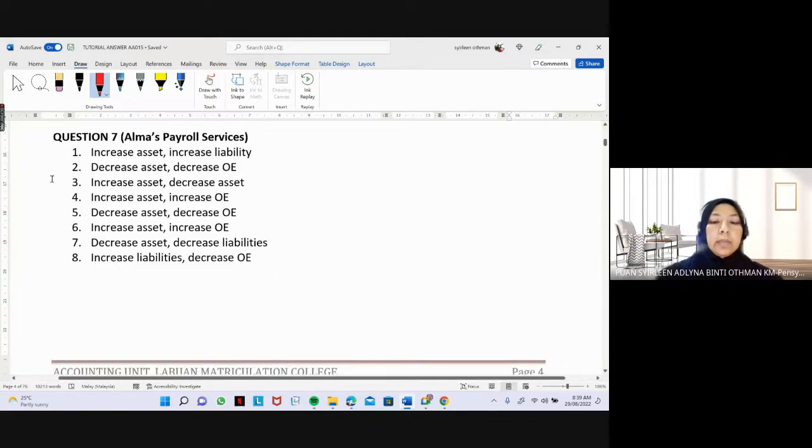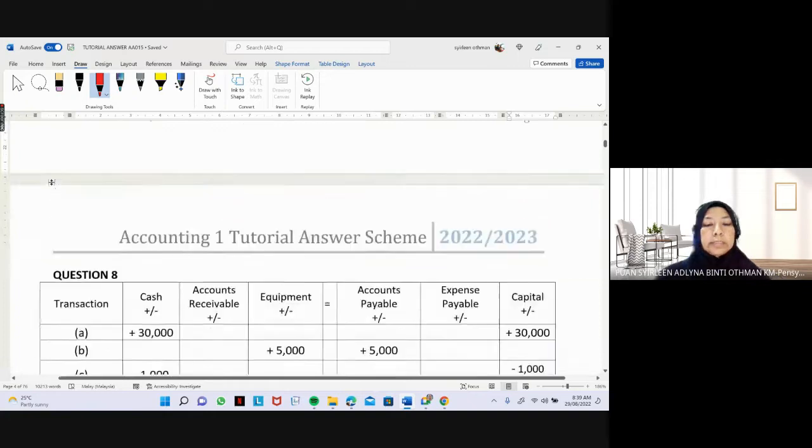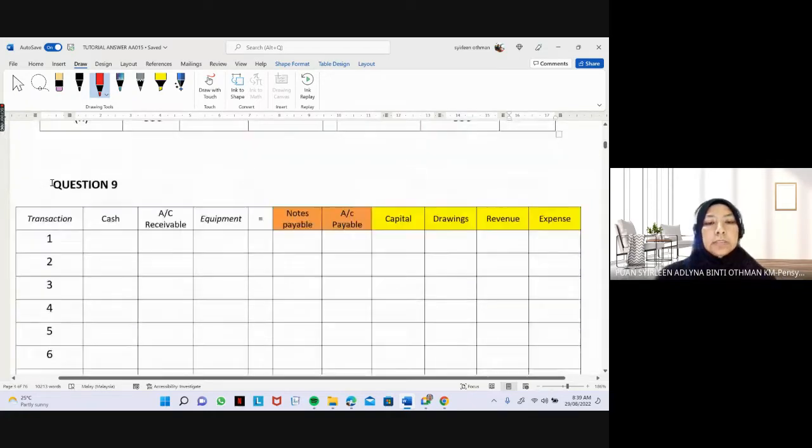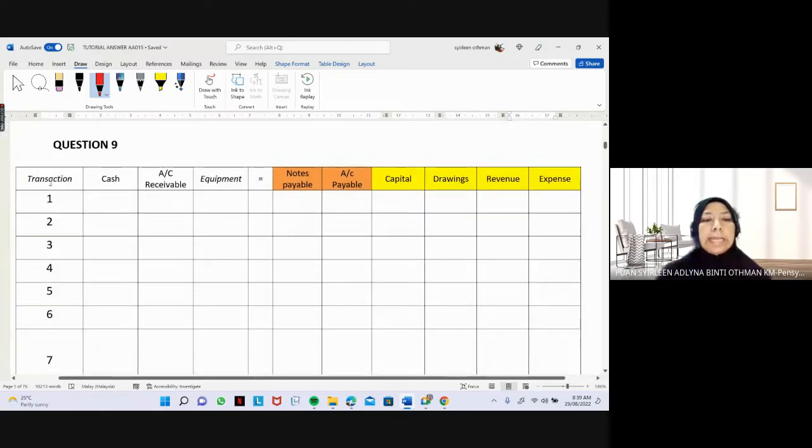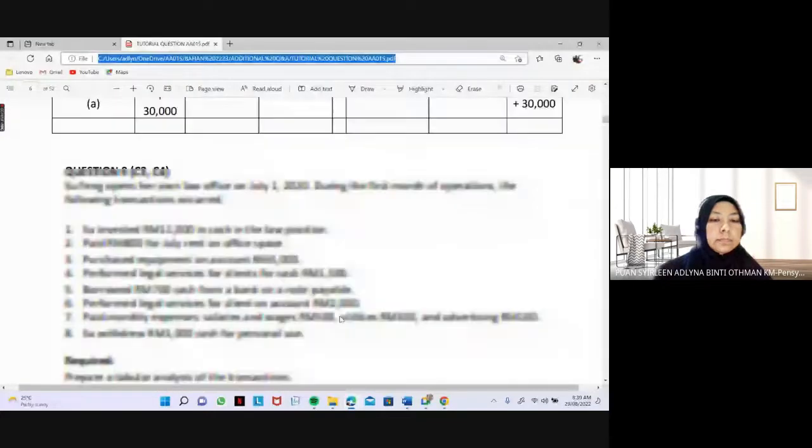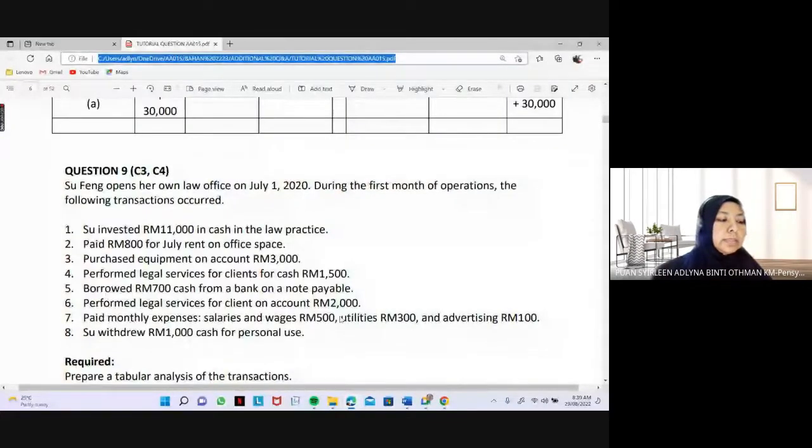Okay, all right, and number 8, I already discussed this during class. So we go next to number 9. Okay, soalan 9. Before that, I'm going to go back to the question. Okay, all right, this is number 9.